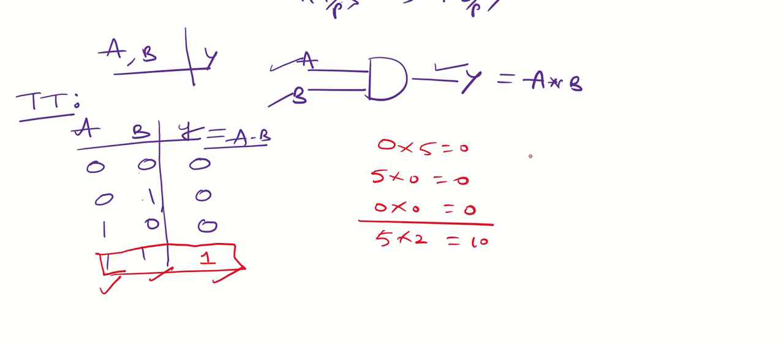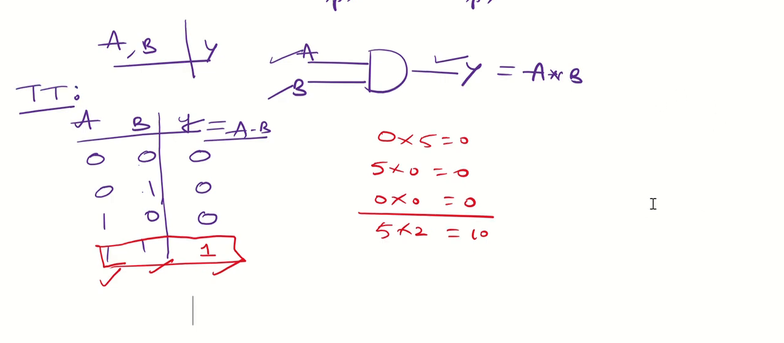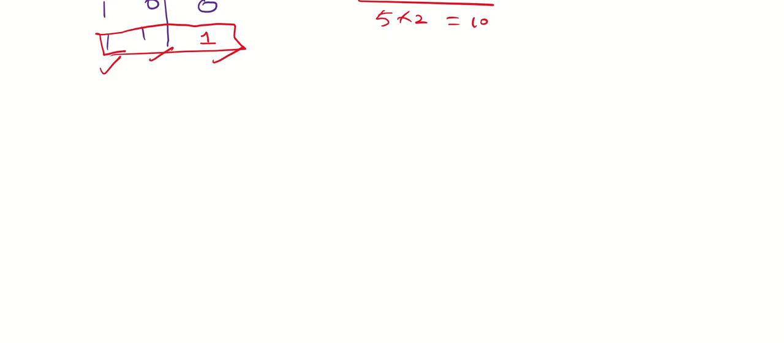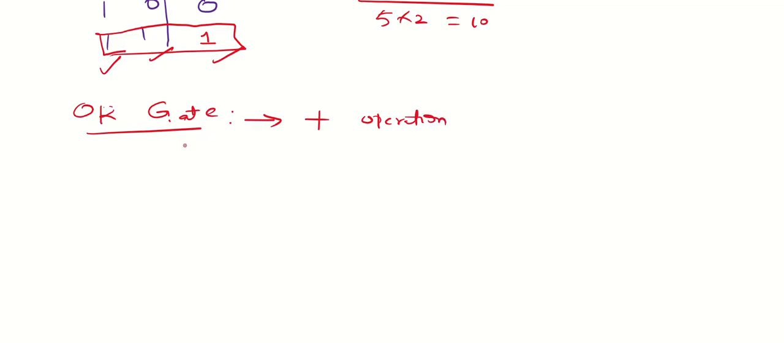Next, we can see OR gate logic. OR gate has a different symbol and a different truth table. I have to explain the OR gate. It can be used to design the addition operation. I have taken the two inputs A, B, and one output Y.